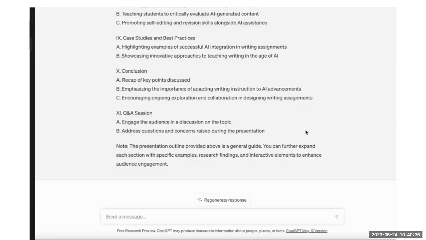Did you have a question, Erin? Yeah, I was wondering, this was incredible to see that menu come out there. Agenda, but now, if you want to go into highlighting examples of successful writing assignment case studies, does that give you that? Yeah, you could say, could you elaborate on point B? And it would give you that.